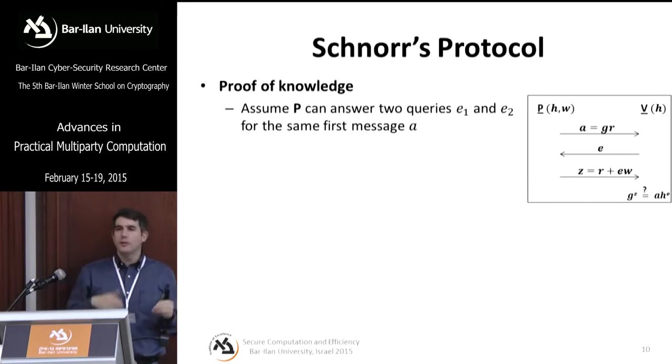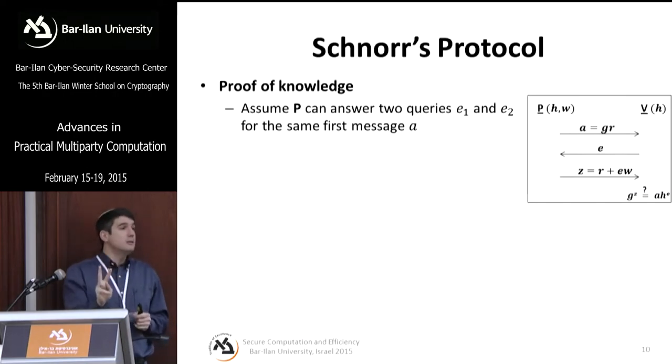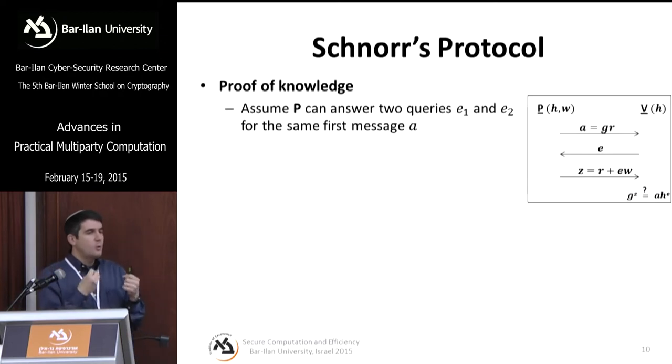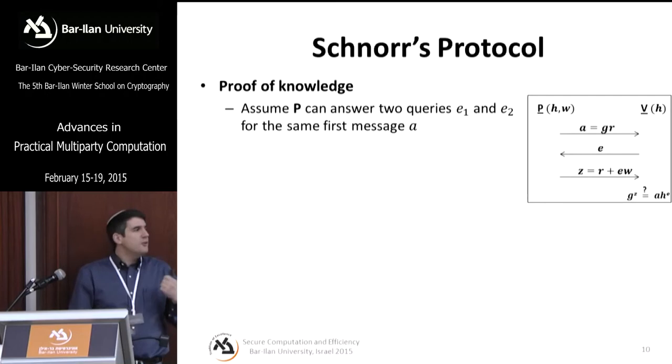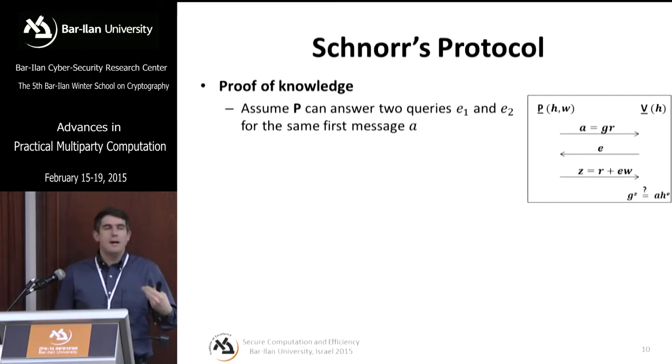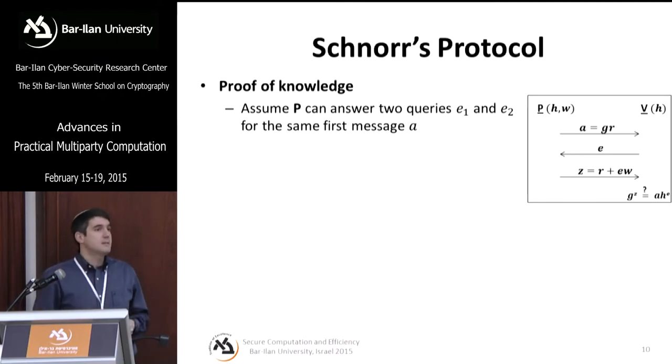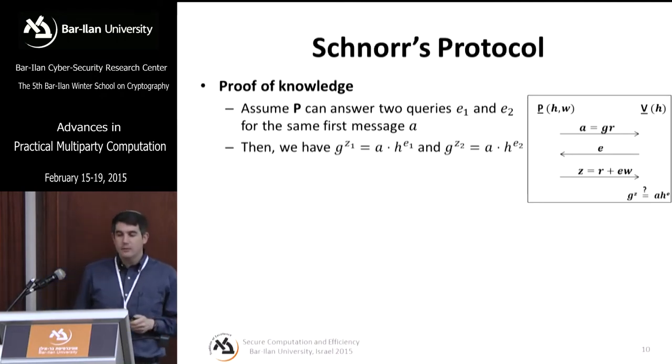T could be 40 or 80, so there are 2 to the 40 or 2 to the 80 possible challenges. If the prover can answer two of those, then it must know W. And I'm actually able to show that I can efficiently extract W from such a prover. So if it can prove with probability greater than 2 to the minus t, then I can efficiently extract W, and that means the prover has to know W. So let's see how I can do that.